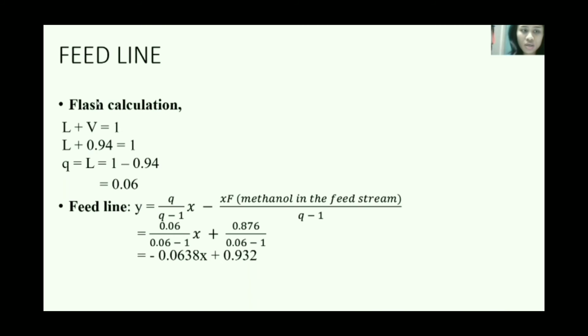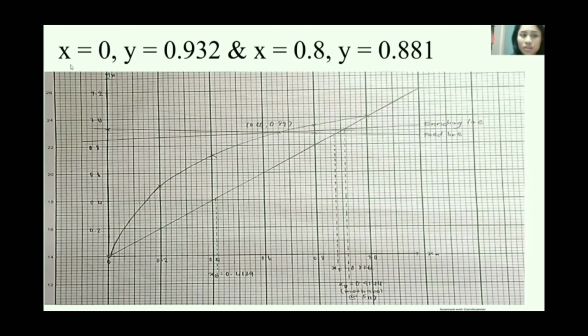Use the flash calculation to calculate the Q value. By taking 0.94 from Table B2 in the question, we are going to get L 0.06, which is also equal to Q. And then we substitute this Q value into the feed line equation, which is this one. And then we are going to get y equal to negative 0.0638x plus 0.932. Similarly, we are going to take two trial and error points for x, plot these 2 points on our graph, and then connect them with a straight line.